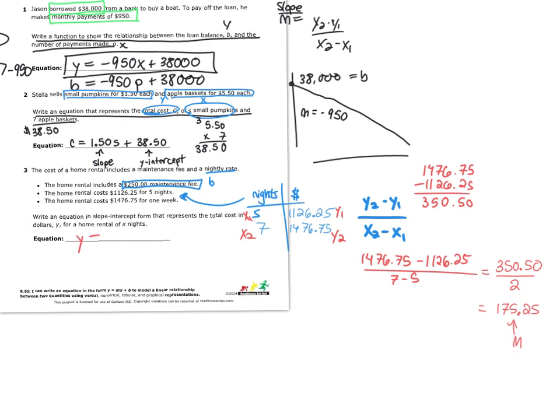So let's write this down. We can now write that y is equal to $175.25 per night. So times x, that's my number of nights. And then I have to add to that the $250 maintenance fee that is there no matter how many nights I stay.